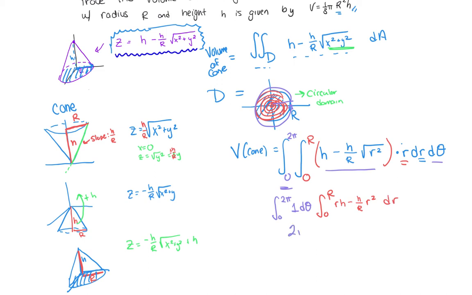So the first piece becomes 2 pi. The second one I actually have to integrate. So I'm going to get r squared over 2 times h, minus h over R times r cubed over 3. And that evaluates from r equals 0 to r equals big R. So when I plug everything in, I get 2 pi times big R squared over 2 h minus, when I plug in big R, h over R just stays the same, big R cubed over 3.